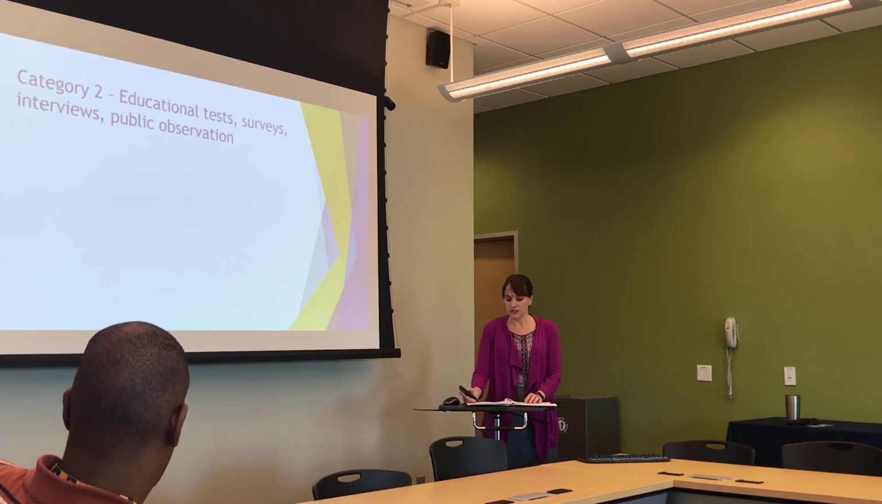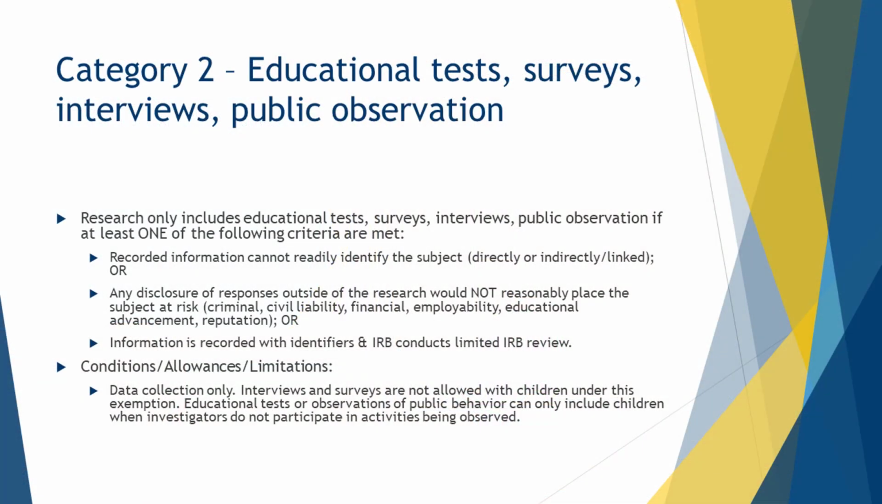Okay, category 2 is educational tests, surveys, interviews, and public observation. For this category, research only includes educational tests, surveys, interviews, public observation, if at least one of the following criteria are met. So to be exempt, these interviews and surveys have to meet one of these criteria. Recorded information cannot readily identify the subject, directly or indirectly. So this is what we typically refer to as anonymous surveys.